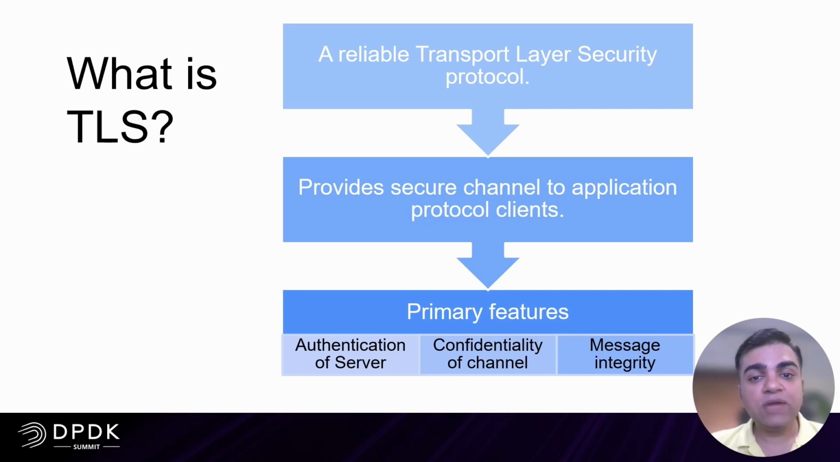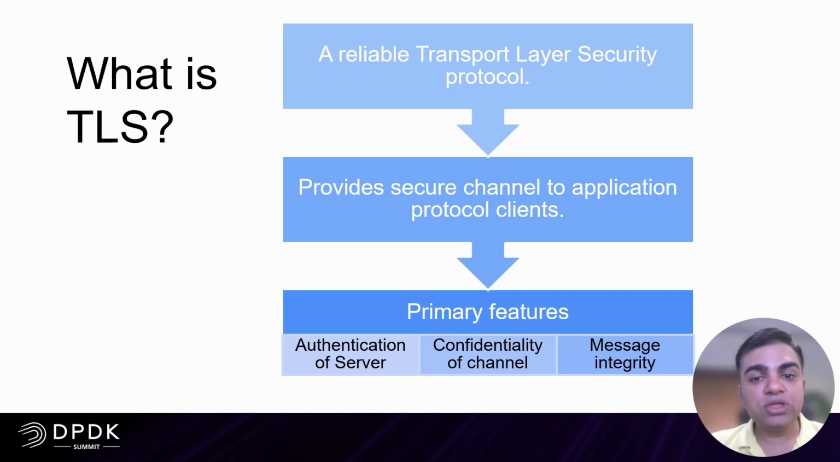TLS has basically evolved from Secure Socket Layer, or SSL. TLS has various versions. The first version was introduced in 1999, which had many issues. TLS 1.2 was introduced in 2015 after SSL 3.0 was deprecated. Currently, TLS 1.3 is the latest version, which is considered the most secure version.